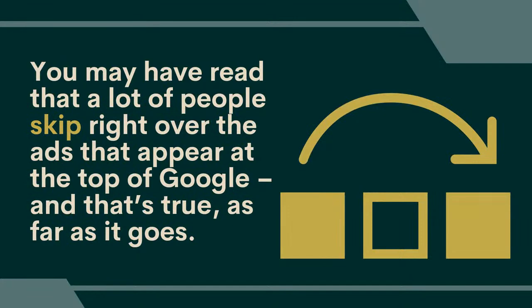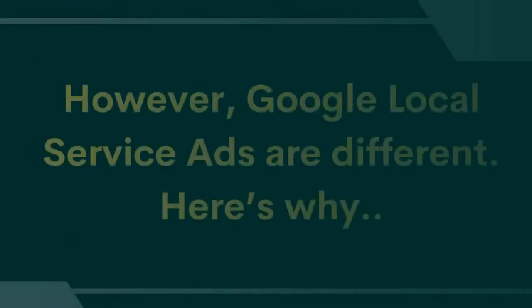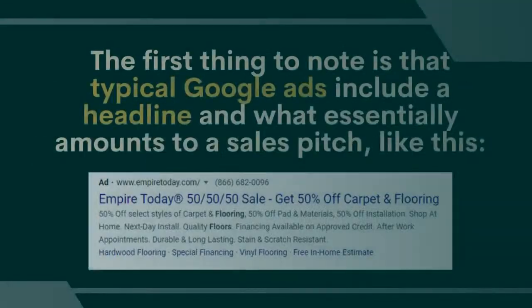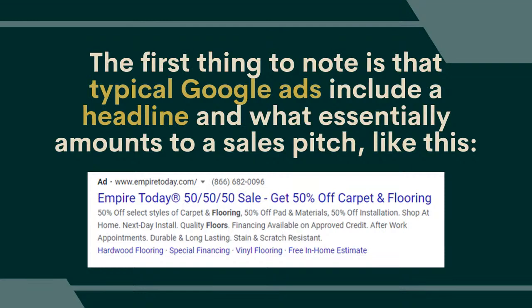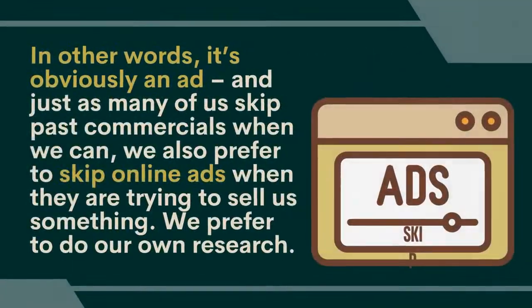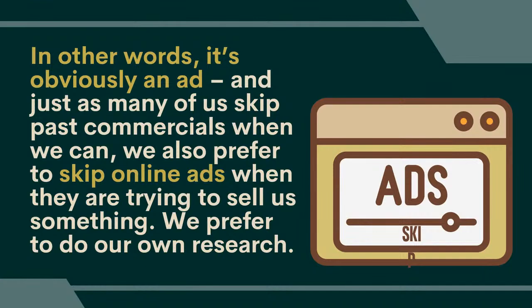You may have read that a lot of people skip right over the ads that appear at the top of Google, and that's true as far as it goes. However, Google local service ads are different. Here's why. The first thing to note is that typical Google ads include a headline, and what essentially amounts to a sales pitch, like this. In other words, it's obviously an ad. And just as many of us skip past commercials when we can, we also prefer to skip online ads when they are trying to sell us something. We prefer to do our own research.